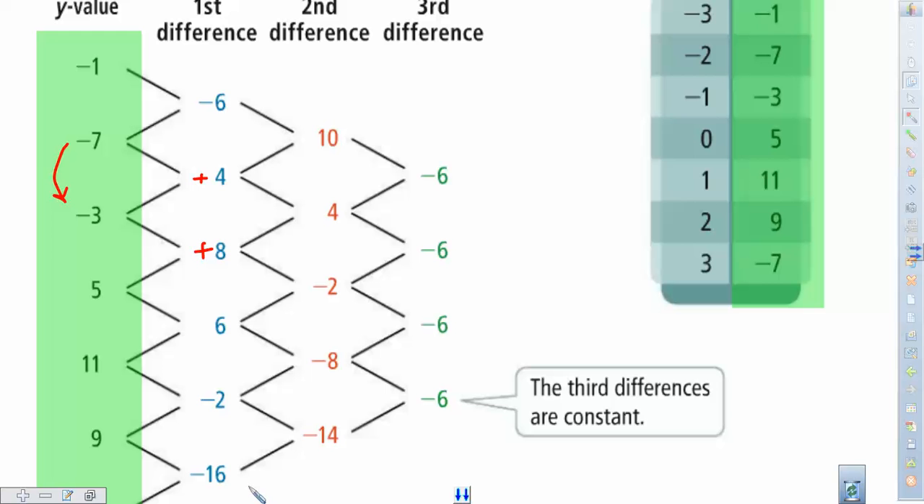If the differences are not the same, what that tells you is that after the first differences, this guy right here is not a linear function. It's not a straight line. So then you take those differences and you find the difference between those.